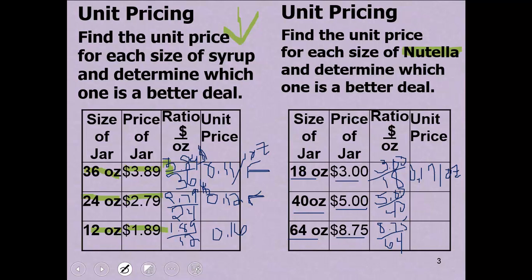Probably want to use units. The 40-ounce jar is 12 cents per ounce. And then the 64-ounce jar, well, look at here. This is 14 cents an ounce. There must be a special on the 40-ounce one. Okay? So our best bet would be the 40-ounce jar for 12 cents an ounce. All right?